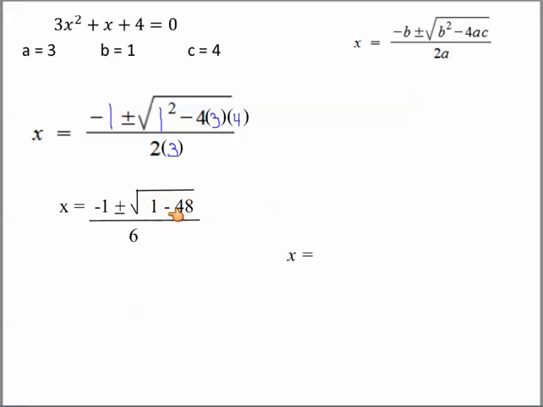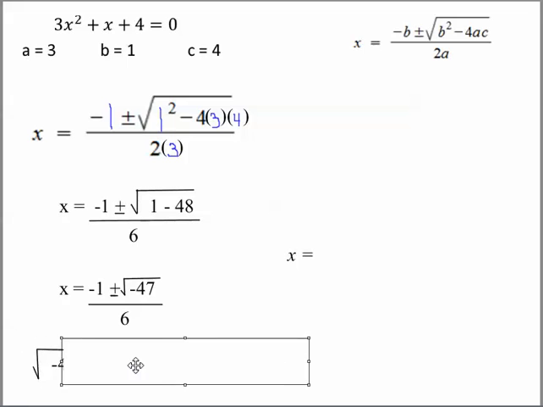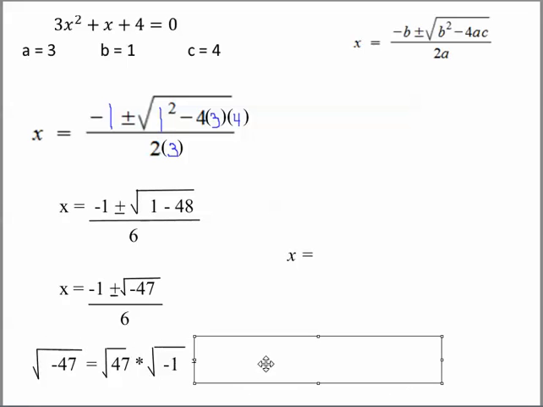So we go a step further and simplify what's underneath the square root sign. We end up with x equals negative 1 plus or minus the square root of negative 47, all divided by 6. Now we look underneath the square root and we see negative 47. Well, we can't have the square root of a negative, so we're going to need to simplify this square root in order to get rid of that negative. If you think back to what we learned about using i, or imaginary numbers, we know that the square root of negative 1 is i.